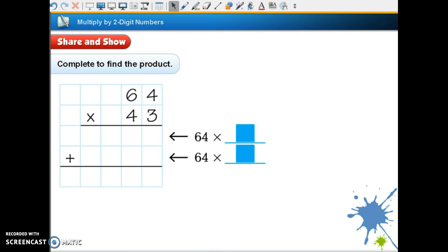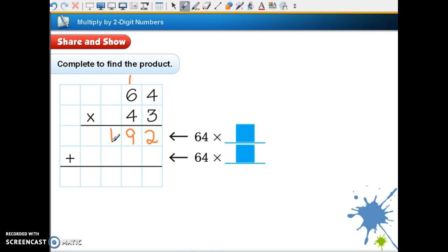So let's look at 3 times 4. Remember, we always start in our bottom number in the ones place, and we multiply it by the ones. So 3 times 4 is 12. And we're going to put the 2 in the ones, and we're going to carry the 1 over to the tens column. Now we're going to go back to that ones place, and we're going to multiply it by the top number in the tens. 3 times 6 is 18, plus 1 more is 19. So the 9 is in the tens, and the 1 is over in the hundreds.